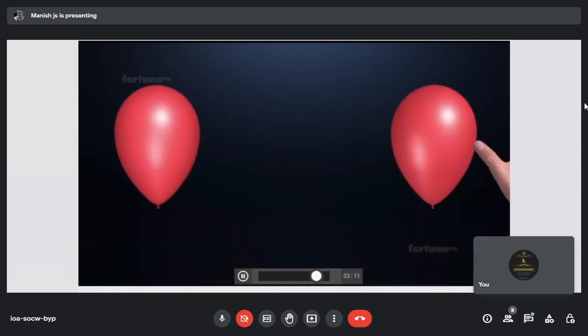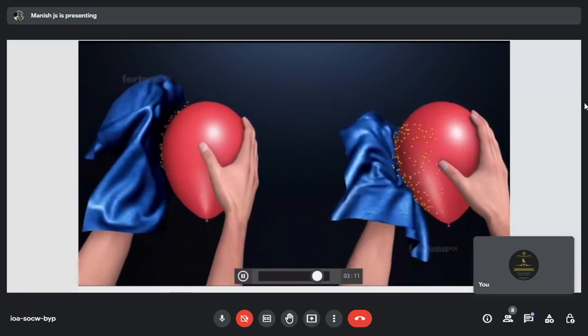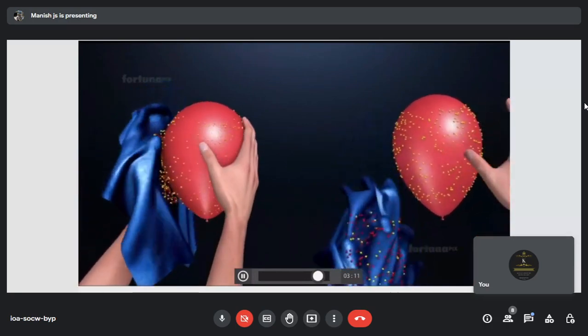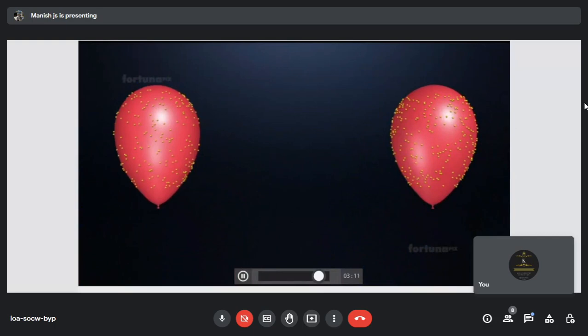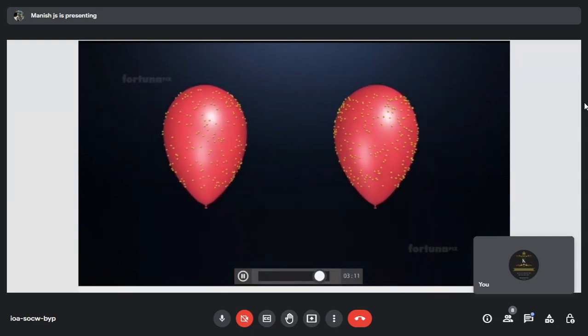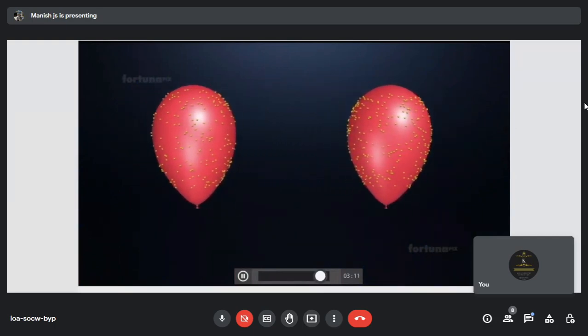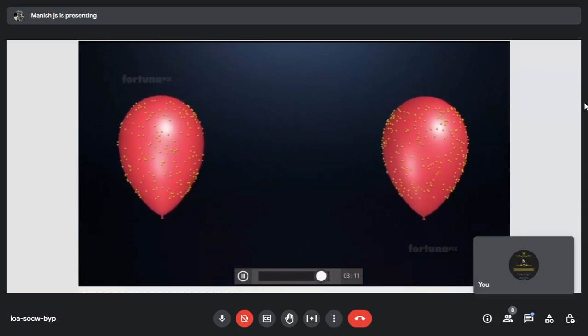Let's do another experiment. We'll rub the face of two balloons with our silk cloth and then bring the faces so they are opposite each other. This time, we'll see the two balloons repel each other, since each balloon has a negative charge from the silk cloth.